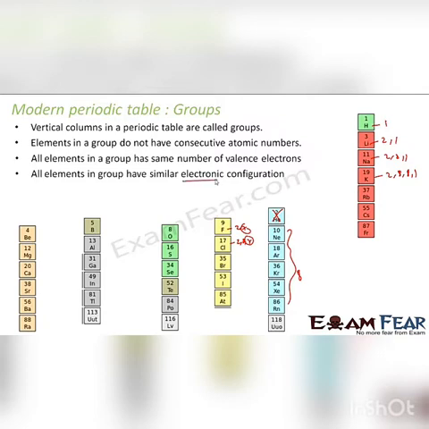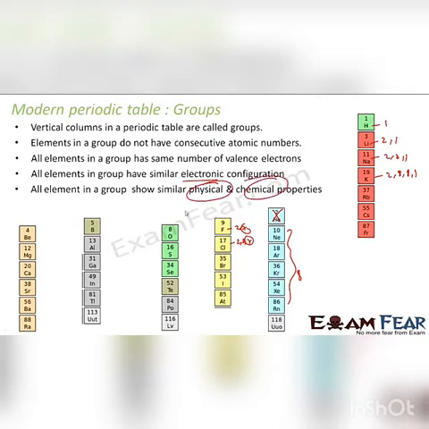They have similar electronic configuration. They show similar physical and chemical properties. That is the main reason why they are grouped. This is the first, you can say, critical property. They have similar physical and chemical properties.